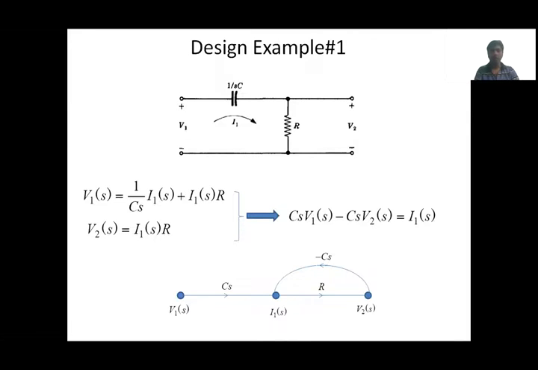Calculating the transfer function from the mathematical equations obtained through KCL and KVL is a little bit complicated compared to the signal flow graph representation. Here it is very easy. After converting into a signal flow graph, we can now easily write the forward paths and loops and substitute in Mason's gain formula. Therefore, you can easily get the transfer function, that is V2 by V1.